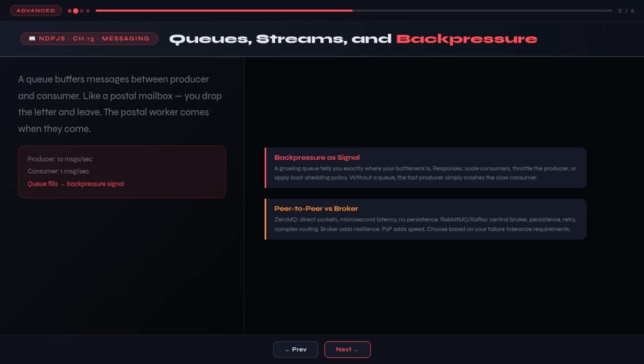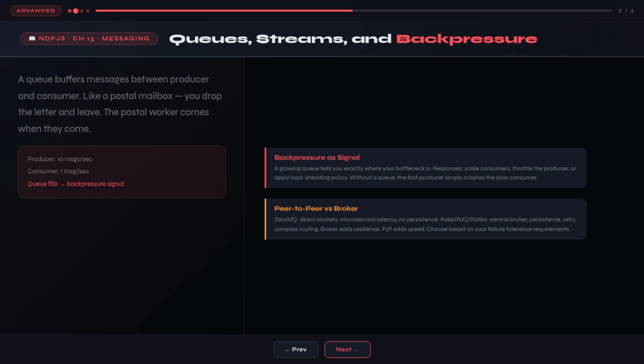Broker-based messaging adds a central intermediary. RabbitMQ, Kafka, Redis pub/sub. Producers send to the broker. Consumers receive from the broker. Neither needs to know about the other. The broker adds reliability features: message persistence, delivery guarantees, retry logic.